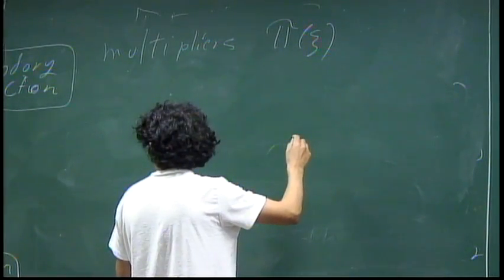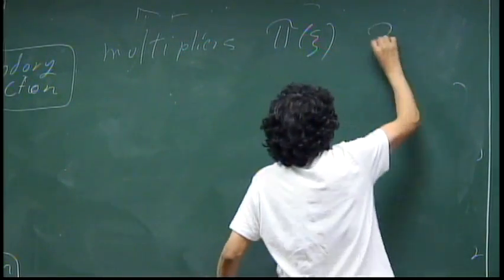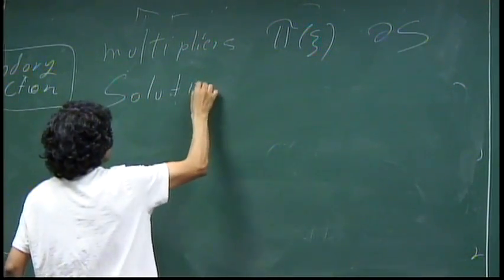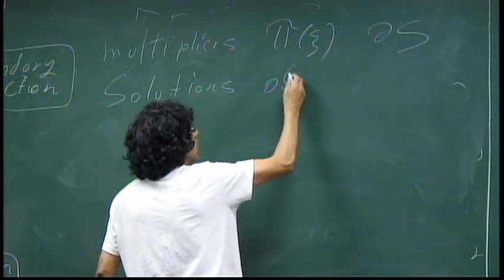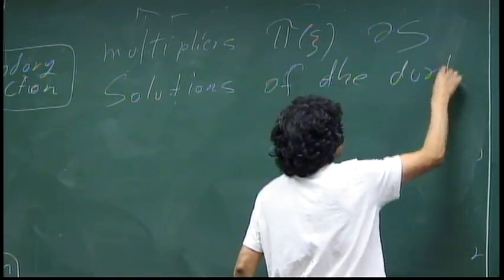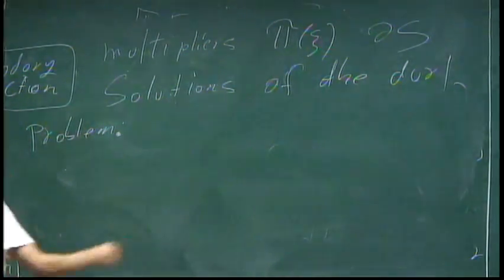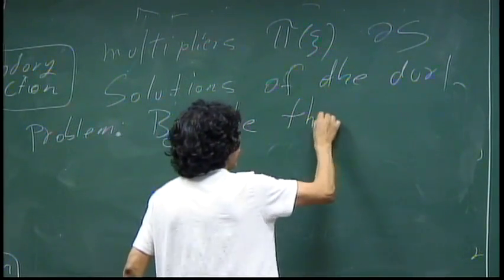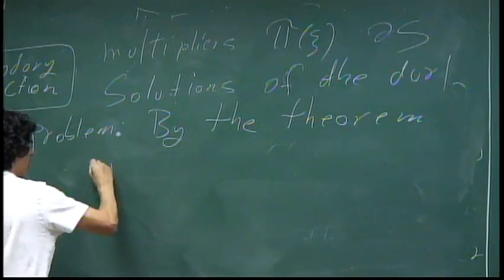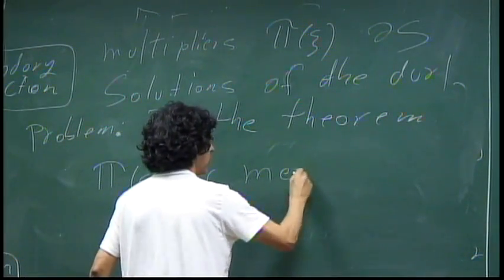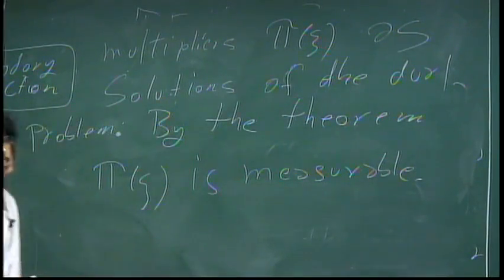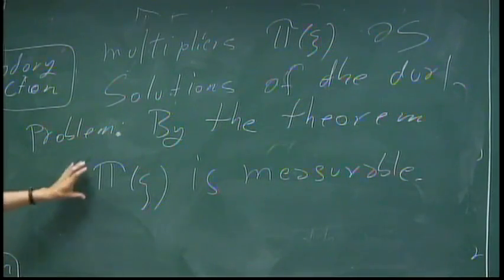Okay, so Lagrangian multipliers are solutions of the dual problem. By the theorem, it is measurable. So as an application of that, we can be sure now that the Lagrangian multipliers will be measurable as well. So it makes sense to take the expected value and everything that we were doing in the previous lessons.